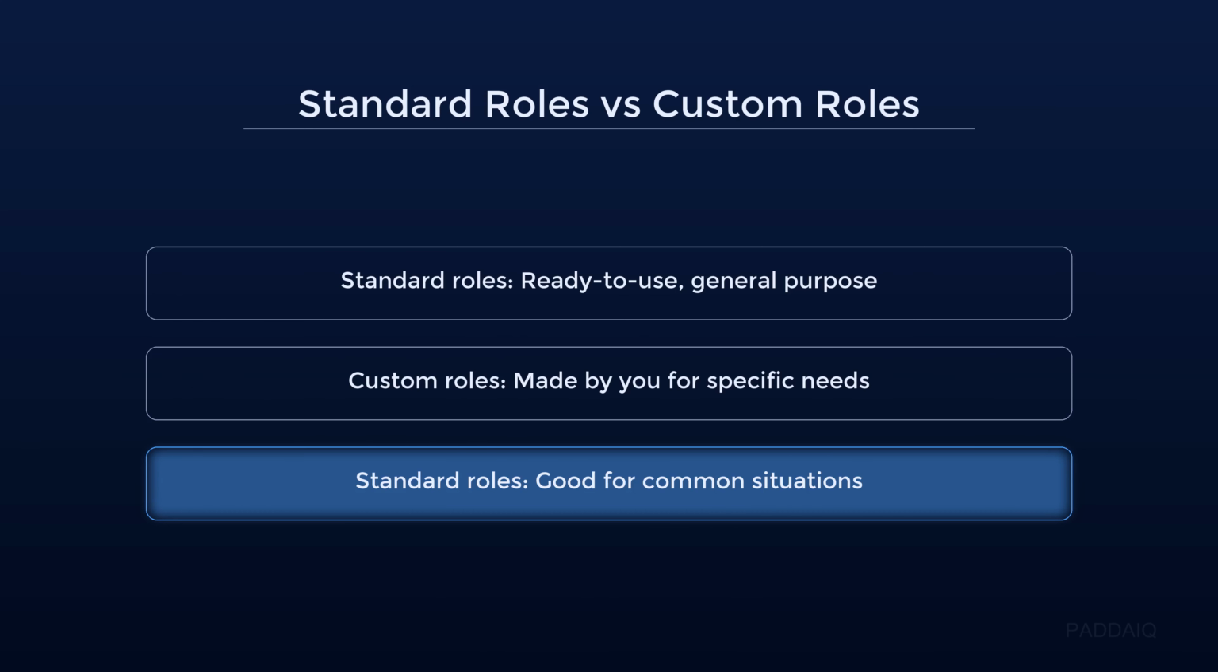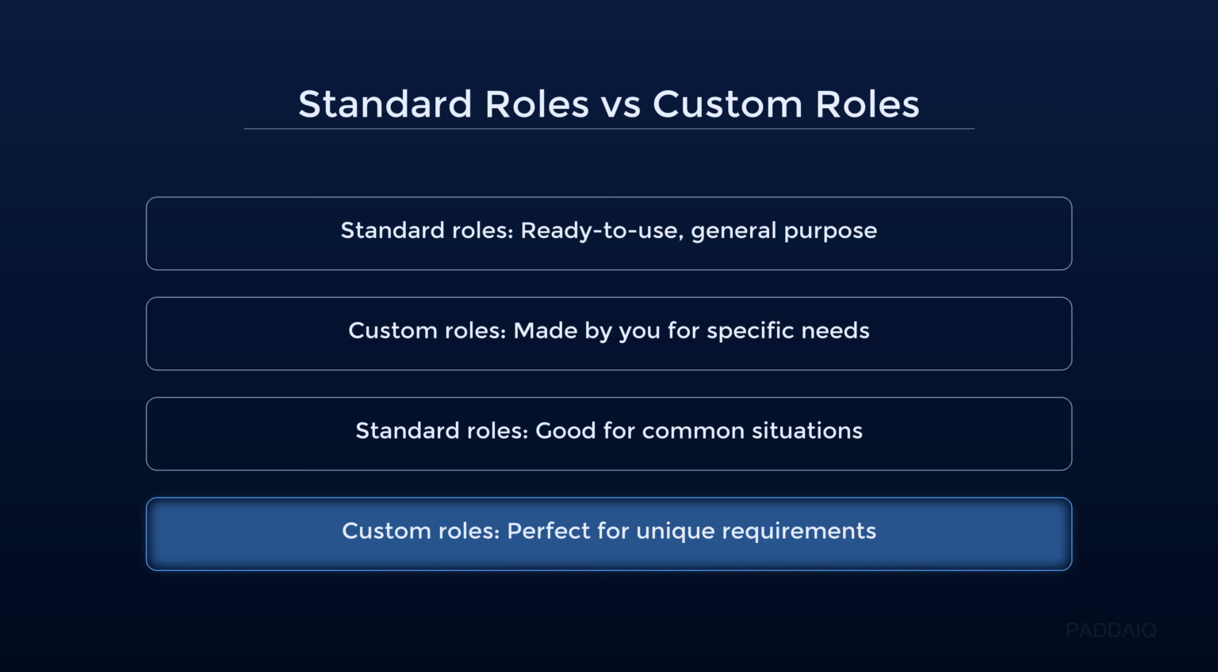Standard roles: good for common situations. This means they are pre-built for typical user tasks, saving setup time. For example, a standard role might let a salesperson view customer data and create orders without needing special permissions. Using these roles streamlines access for most daily activities efficiently.